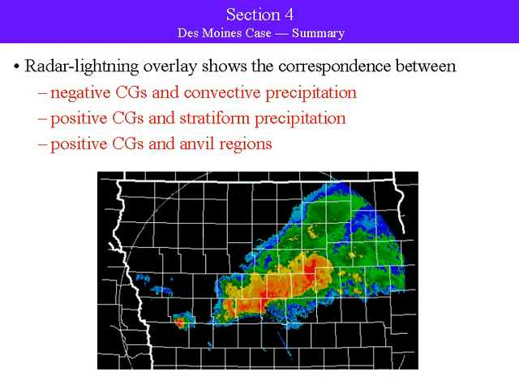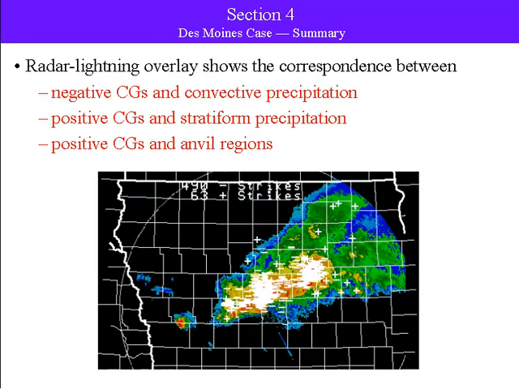The radar lightning overlay shows a correspondence between negative CGs and convective precipitation, positive CGs and stratiform precipitation, as well as the positive CGs within the anvil. Notice in this particular time we see negative CGs here within the convective cores, and we see some positive CGs back here to the northeast associated with stratiform precipitation. We also see some positive CGs here located within the forward anvil. So this fits our conceptual model of the MCS and the type of lightning that we would expect within the MCS quite well.